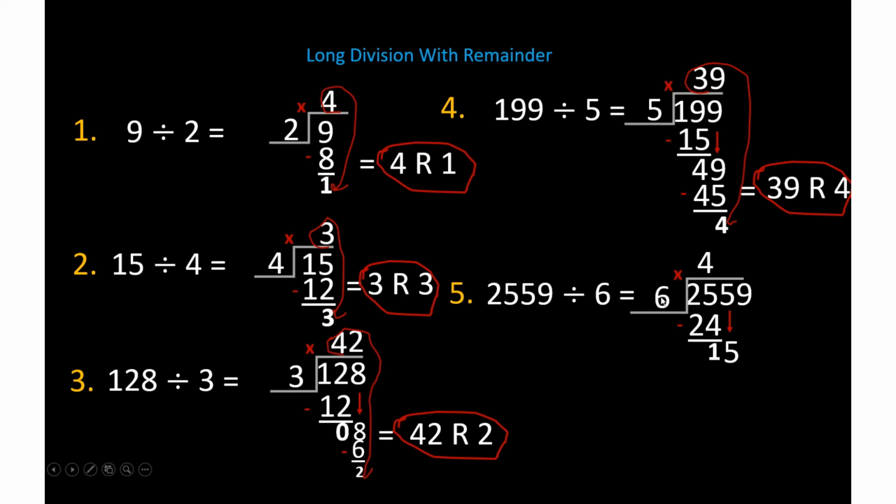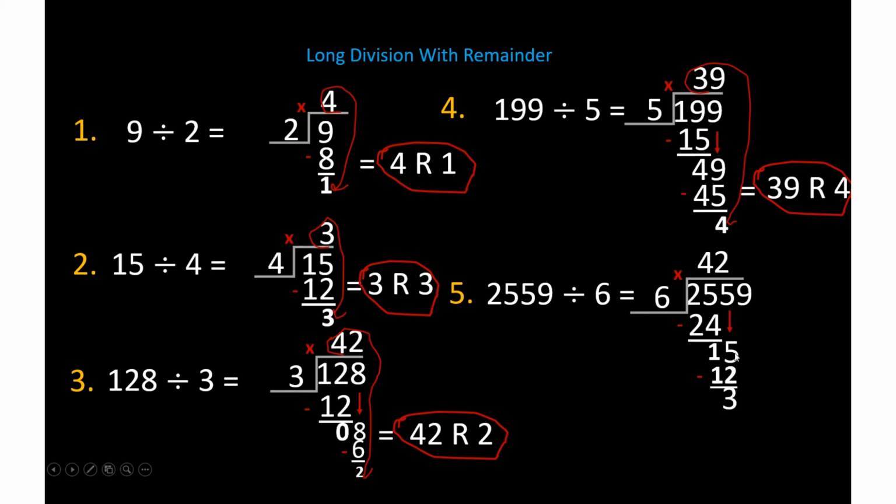15 divided by 6. How many 6s are there in 15? You see that there are 2 sixes, and the 2 sixes will sum up to 12. So we know that by multiplying 2 times 6, which is 12. So we subtract 12 from 15 to get our remainder. 15 minus 12 equals 3.